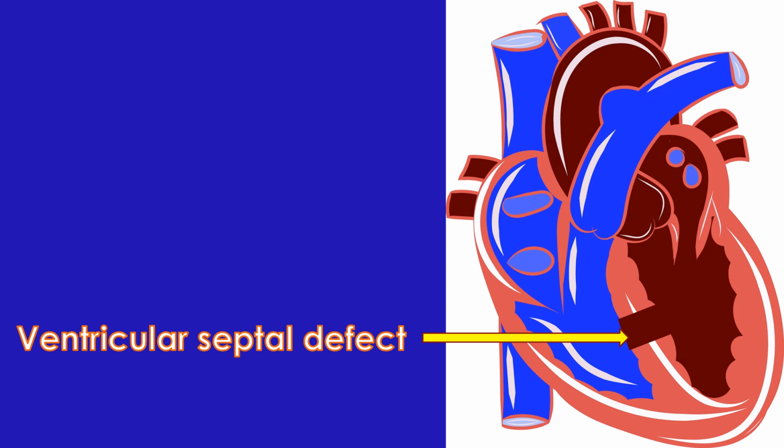Sometimes a birth defect may be present in the walls separating the heart chambers. A defect in the wall between the upper chambers is called an atrial septal defect. Ventricular septal defect is noted in the wall between the lower chambers.